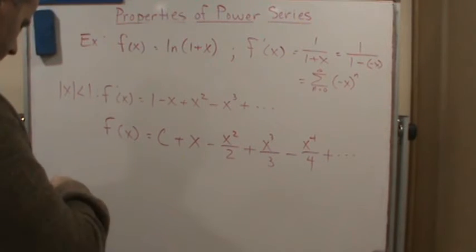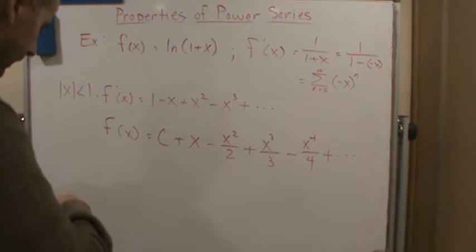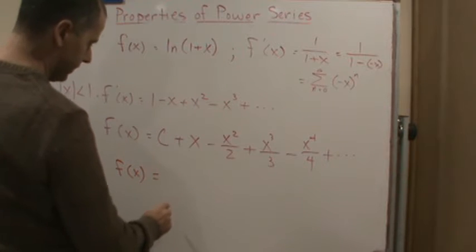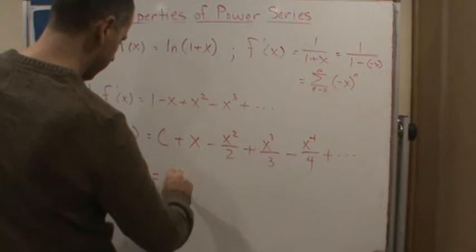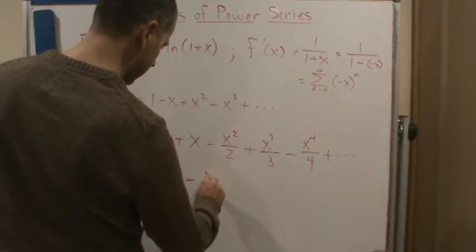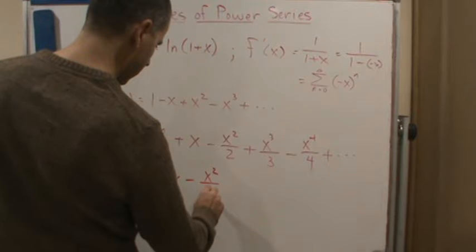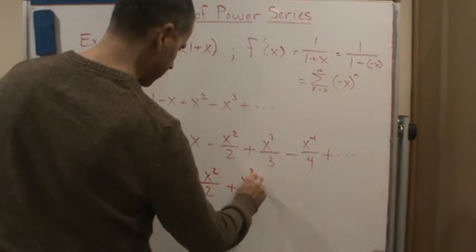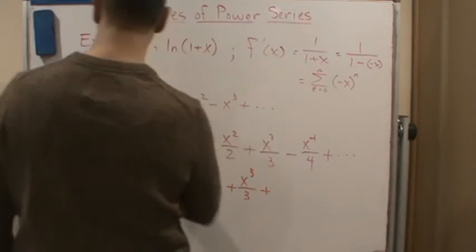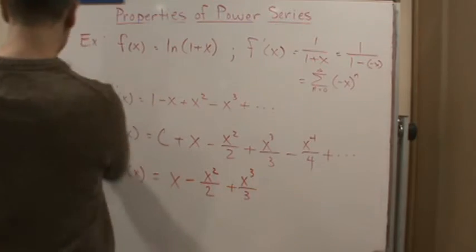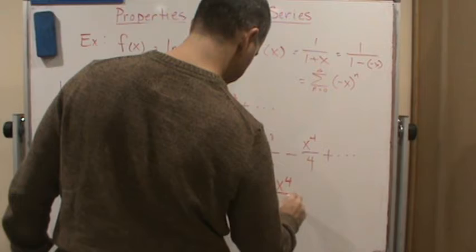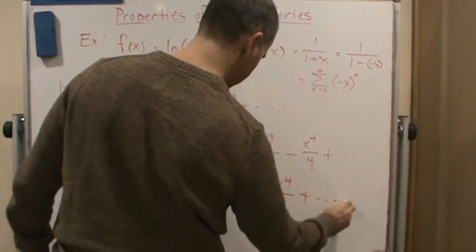And so our final answer then becomes f of x is equal to x minus x squared over 2 plus x cubed over 3 minus x to the 4th over 4 plus, and so on.